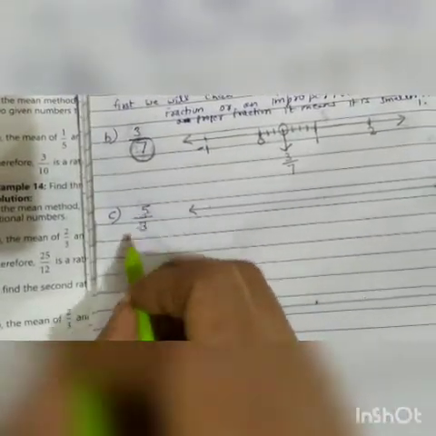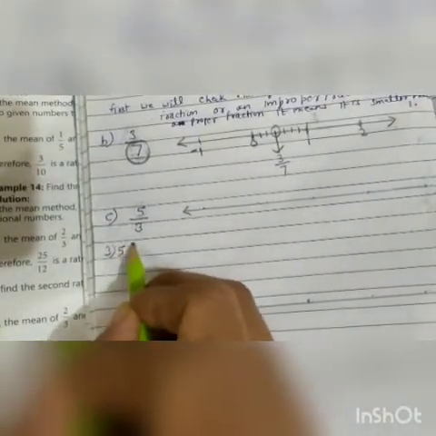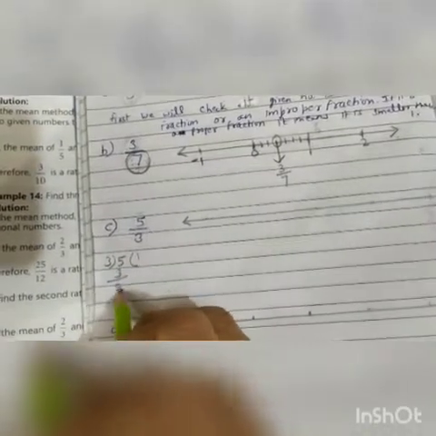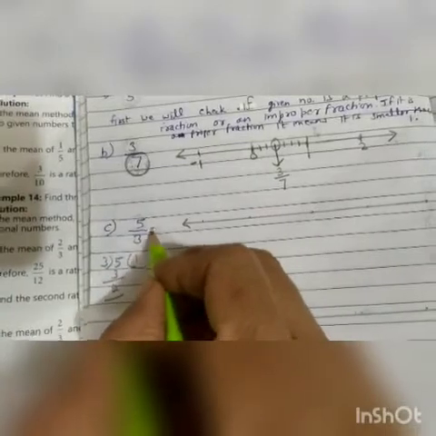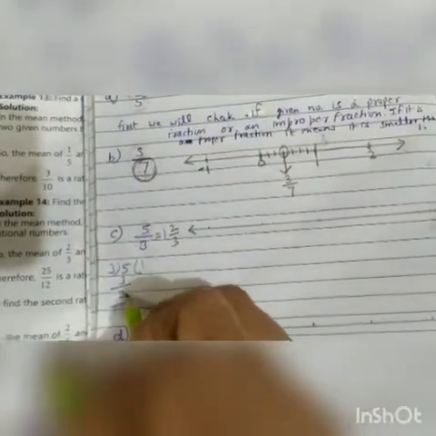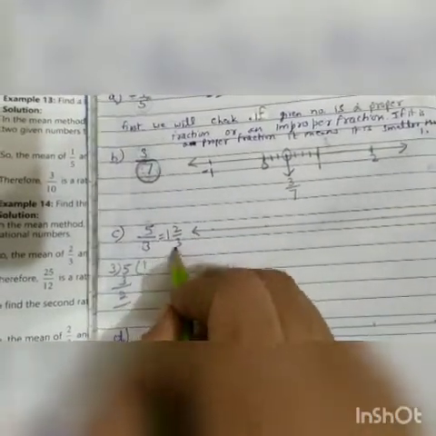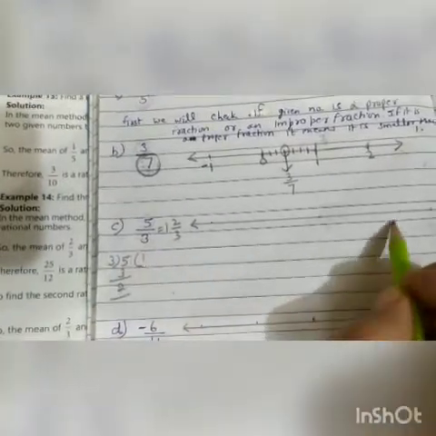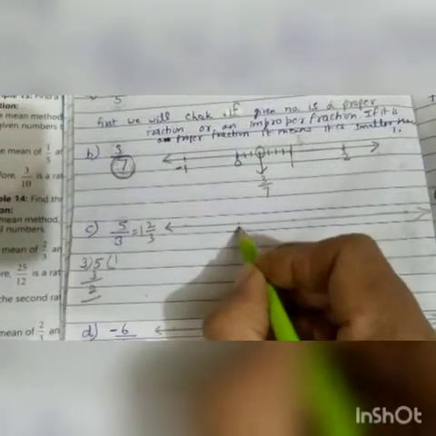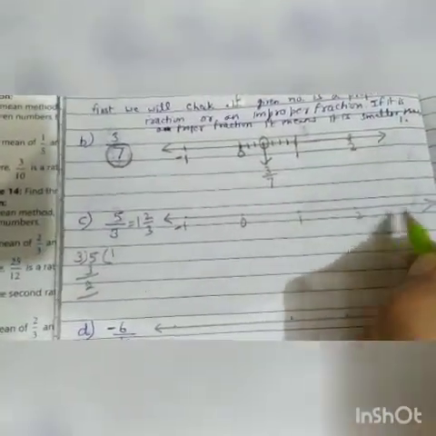First we will divide this numerator by this denominator. 3 into 5: 3 once is 3, 5 minus 3 is 2. It can be written as 1 whole 2 upon 3. This is 1 and 2 upon 3, or we can say 1 whole 2 upon 3. Now we will write the numbers here. This time we have to show a positive rational number, so I am writing 0 here. This is minus 1, 1, 2, 3.